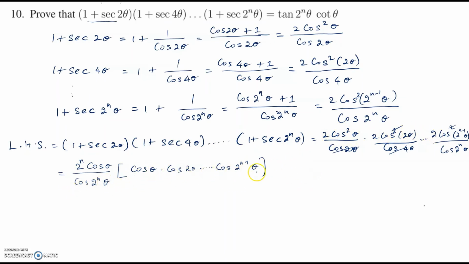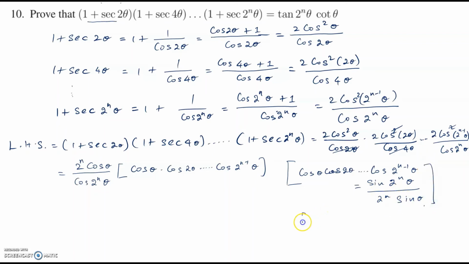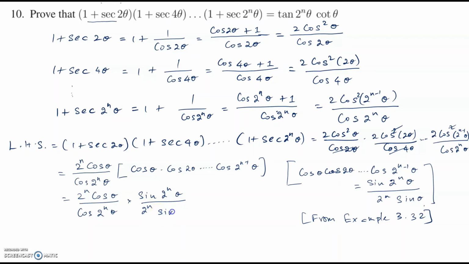Right. Now, this expression, which is cos theta into cos 2 theta and so on up to cos 2 power n minus 1 theta, is equal to sine 2 power n theta divided by 2 power n into sine theta. This is from example 3.32 in the book. Now, let's replace this value into this: 2 power n cos theta divided by cos 2 power n theta into sine 2 power n theta divided by 2 power n into sine theta.